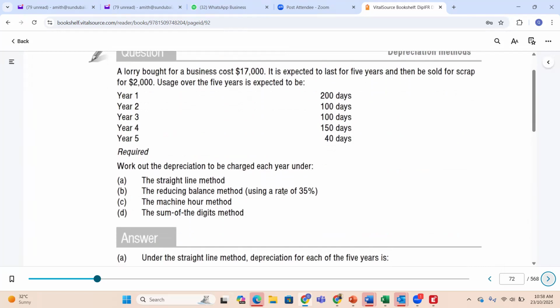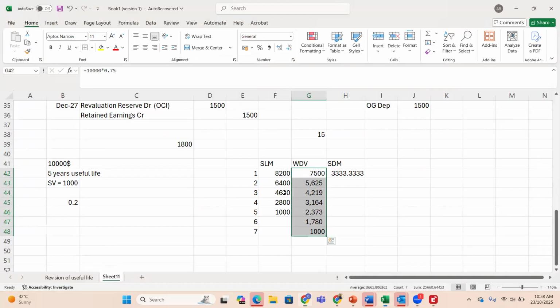So in the SLM method, we first have to subtract the scrap value in the formula. Because I want the end to be this value. I am only depreciating the non-scrap value. 9,000 is depreciated over 5 years. So after fifth year, if I depreciate 9,000, I will get a 1,000 balance out of 10,000. It's just common sense.